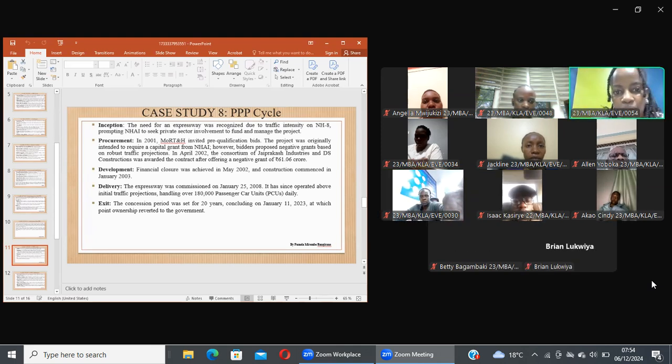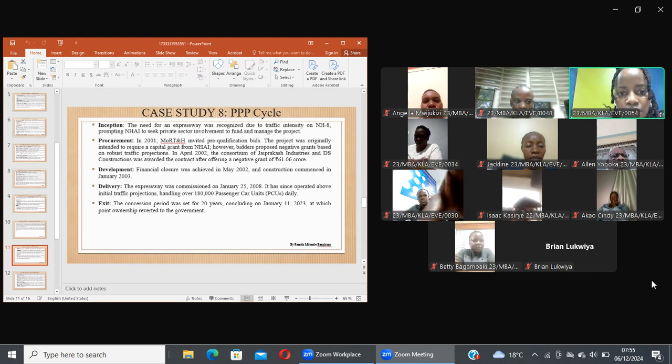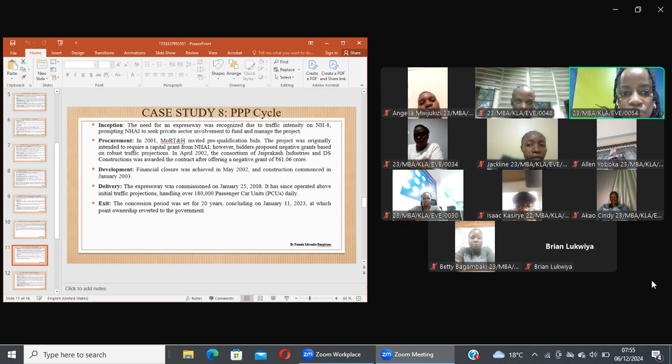My name is Pamela. I'll be taking you through the PPP cycle for the Delhi Gurgaon project, whereby we had different stages in this cycle. We had the inception, procurement, development, delivery, and the final exit of the project. In the inception stage, a need for an expressway was recognized due to traffic intensity on the national highway, which prompted the National Highways Authority of India to seek private sector involvement to fund and manage this project.